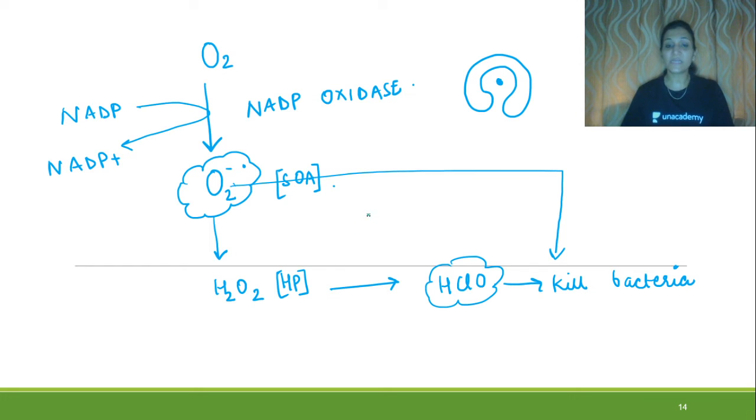There will be an increased demand of oxygen, and because of this increased demand it is called respiratory burst, and superoxide anion or acid will try to kill the bacteria, and this is how the bacteria will be killed. So this was the third source of generation of free radicals.